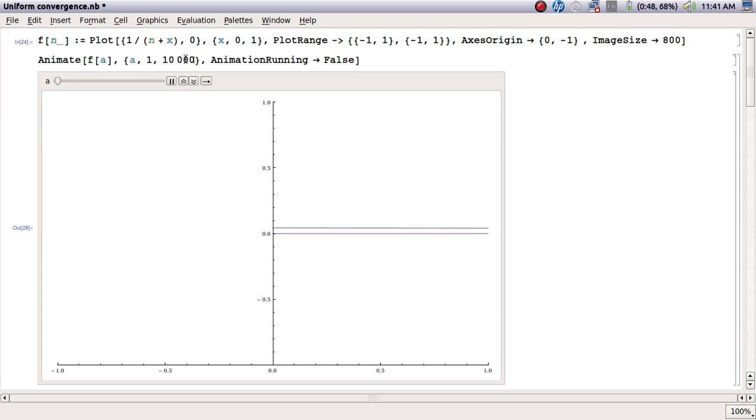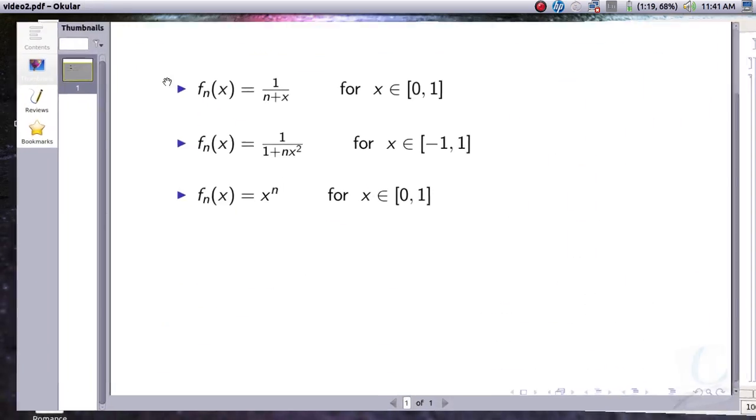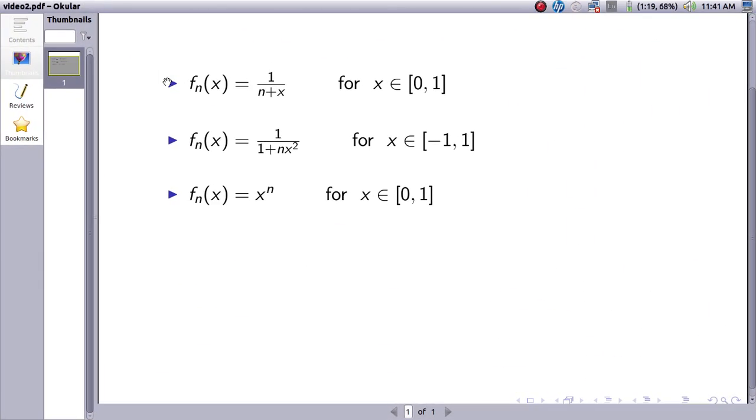What about 10,000? Oh, it converges to 0 very fast. What about 1 crore? So it does not go to any value other than 0. Only 0. This function fn of x equal to 1 by (n plus x), with x lying in 0 and 1, converges clearly to 0. At every point of the interval 0 to 1, it goes to 0 uniformly. So this function converges uniformly to 0.